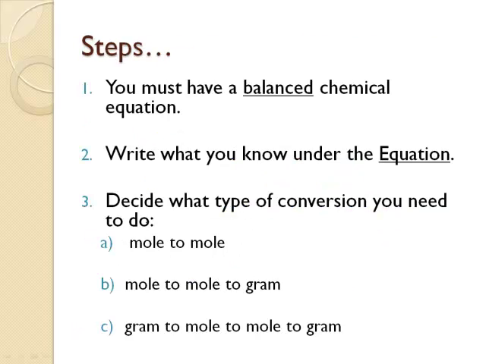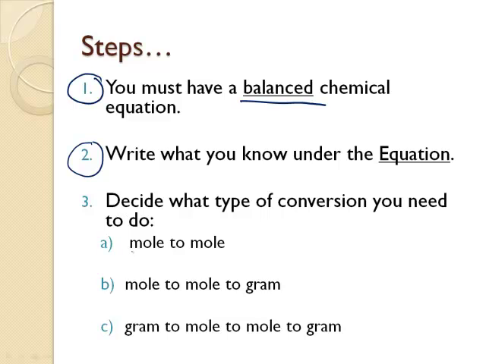So there are some steps to doing any stoichiometry problem. Step one is you must always first have a balanced equation. Secondly, they're going to give you some information, usually in the problem. So after you've written the equation out, you always want to write what you know under the equation. We'll look at an example here. And thirdly, decide what type of conversion you need to do.